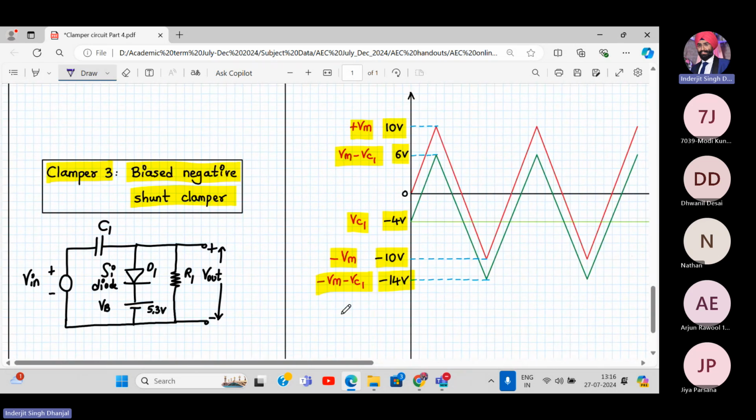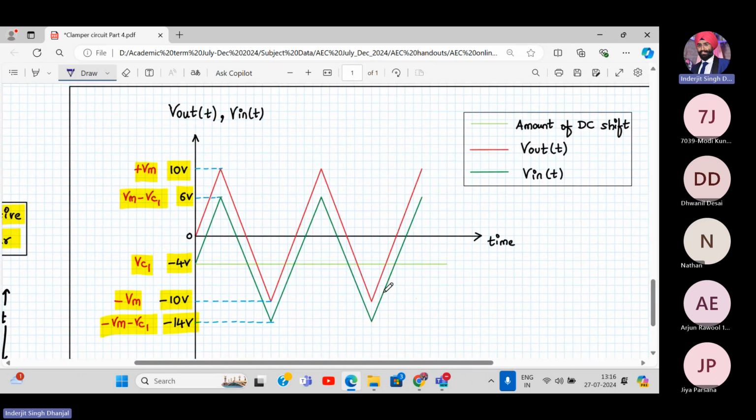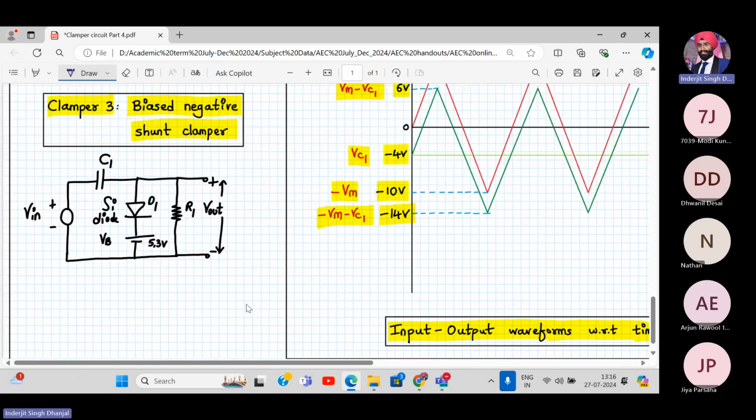So here is my input output waveform. The red color one is my output and the green color is my input. All right. Oh, sorry, the other way around. Yeah, the red one is my input and the green one is my output. Okay, so the waveform is shifted down here. In the positive half cycle it is plus 6 and in the negative half cycle it is minus 14. So this is consistent with the circuit which we have done.